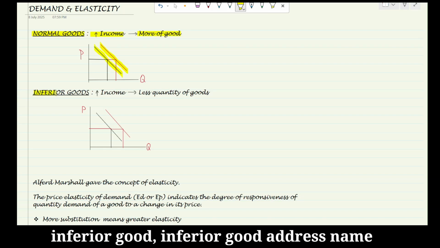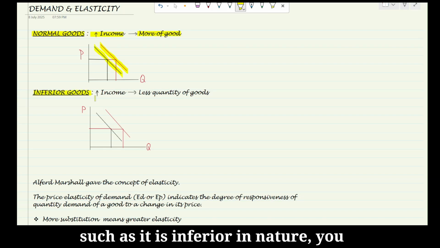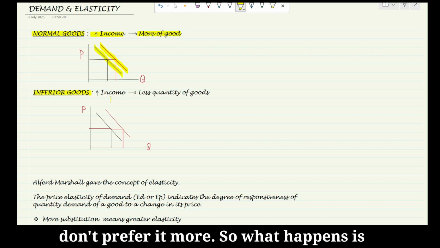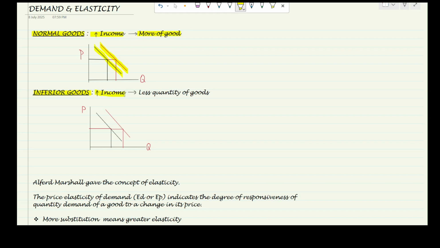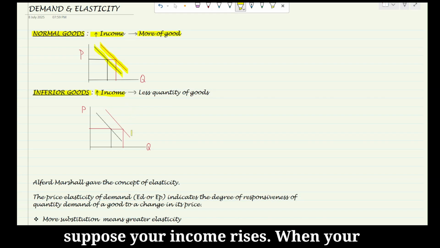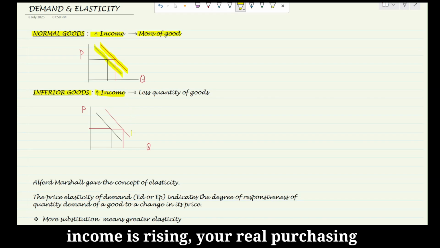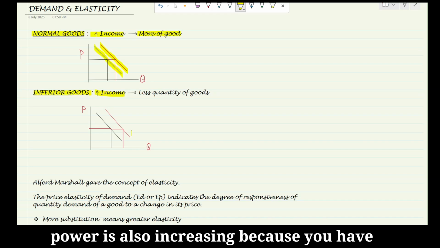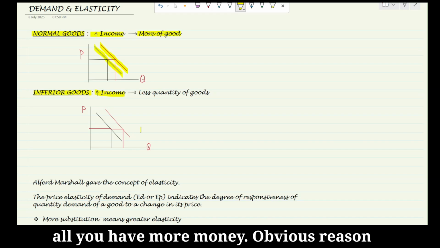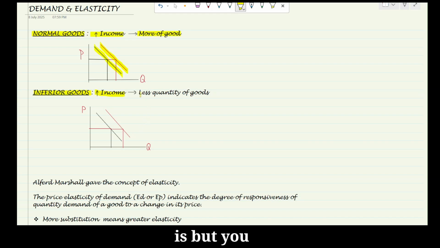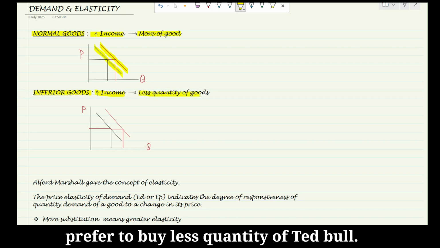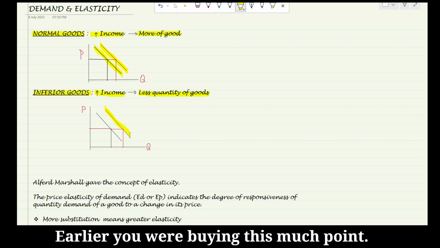In case of an inferior good, as the name suggests, it is inferior in nature. You don't prefer it more. So suppose your income rises. When your income is rising, your real purchasing power is also increasing because you have more money. The obvious reason is that, but you prefer to buy less quantity of that good. Earlier you were buying this much quantity.